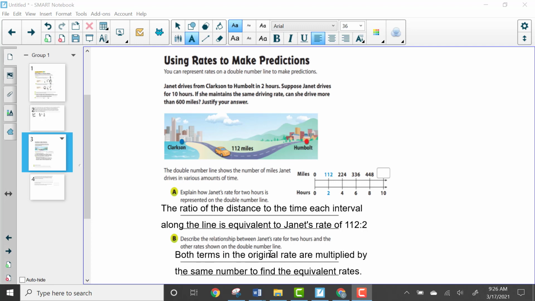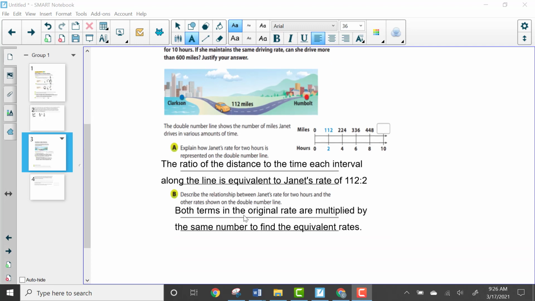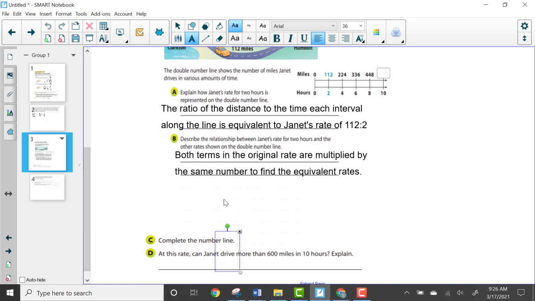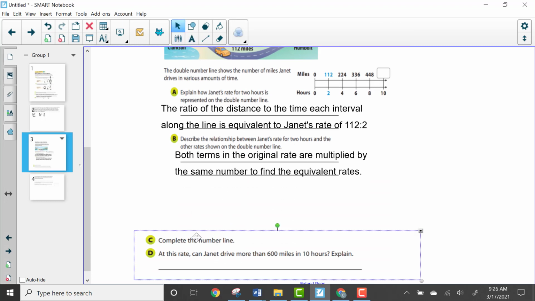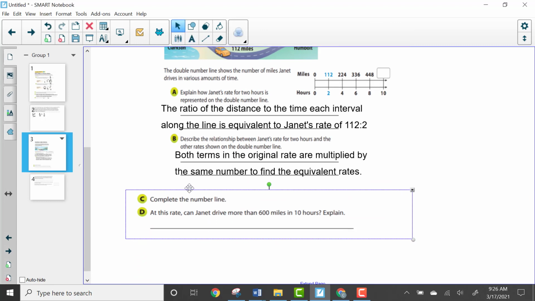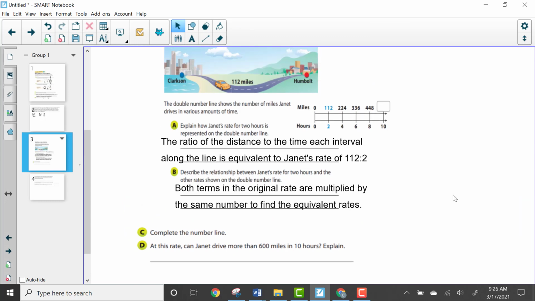So what we can see is both terms in the original rate are multiplied by the same number to find equivalent rates. So we talked about that already. Now understanding this, we can see for letter C, it's asking us to complete the number line. And what we see here is the hours.